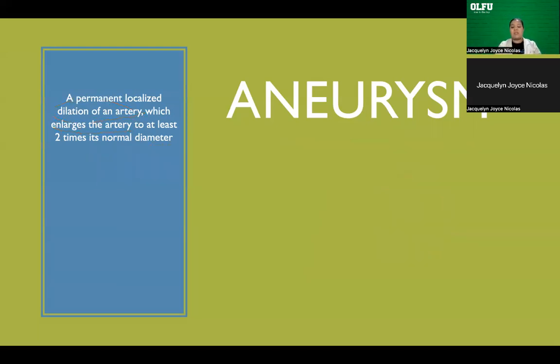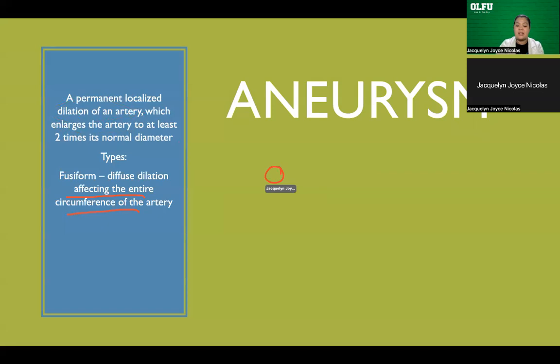Now, going back to our discussion, when we talk of aneurysm, there are actually different types of aneurysms. It's not just about it being dilated. There are different presentations of aneurysm. First, we have the fusiform. Okay, pag sinabi natin fusiform, it affects the entire circumference of the artery. Ibig sabihin, if this is the artery, may ganyan siya, yan yung normal diameter. Kapag fusiform, lumaki siya ng buo.